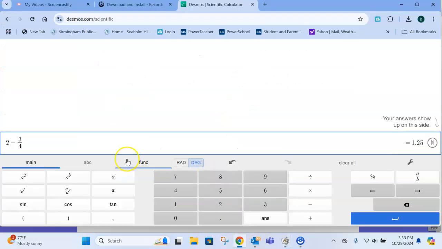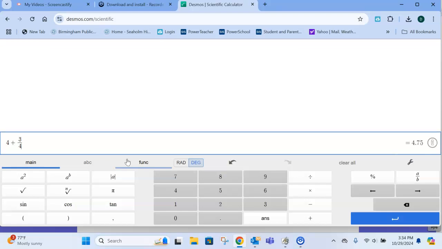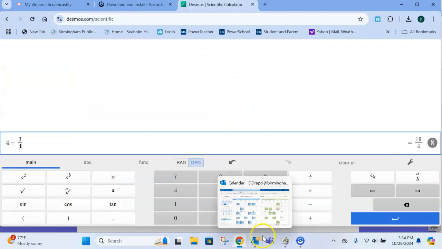Why don't we bring up our calculator and we type it in there. 4 plus 3/4. And that gives us 4.75 or 19/4. Either would be an acceptable answer. What did I say that was? 19/4. There we go.